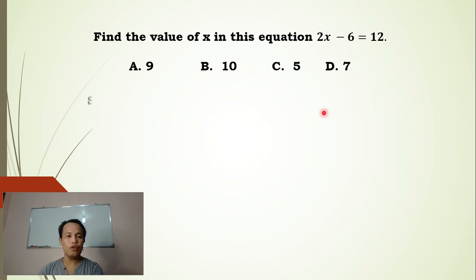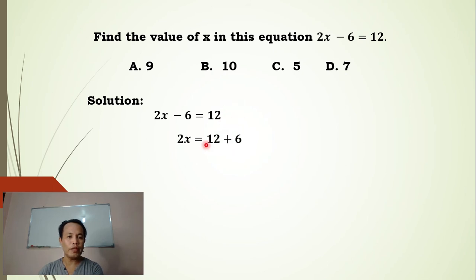So for the solution, we have to start with the original equation. So 2x minus 6 equals 12. Since we are going to solve for x, we need to eliminate negative 6 at this side of the equation and transfer that to the right side of the equation. So we can use the addition property of equality. We will add 6 here. That means negative 6 plus 6 is 0, or this will be cancelled out. Of course, we will also add 6 at the right side of the equation.